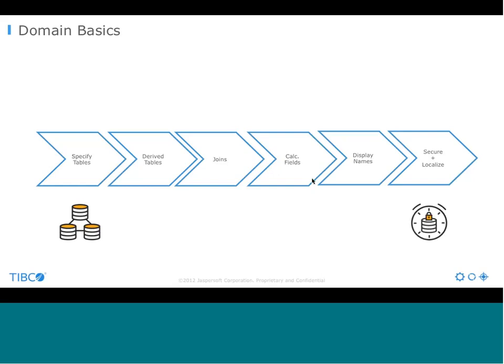so we fix that in the domain. And then at the very end, we can also secure it, creating row level and column level security, and then localizing it. So creating a locale bundle where we turn maybe English text into German and French text with the same domain.